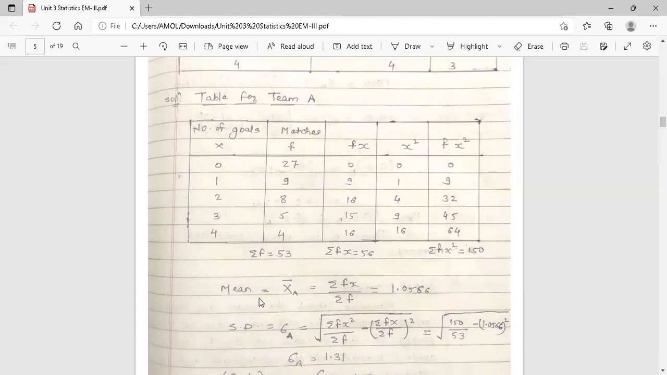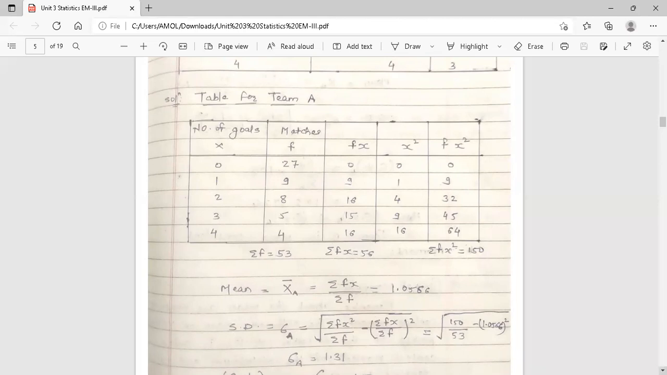Then you find arithmetic mean for team A. It is x bar suffix a, where suffix a is for team A. So x a bar is equal to summation fx upon summation f. Now summation f is 53 and summation fx is 56. So put here the values, 56 upon 53, and the calculated value is 1.0566. So this is the arithmetic mean for team A.